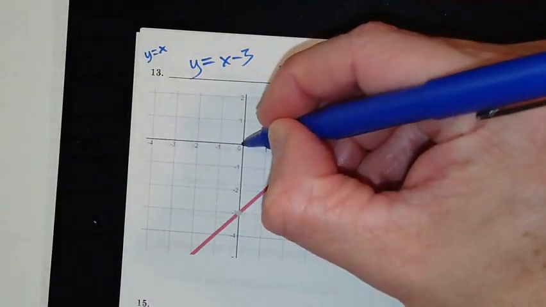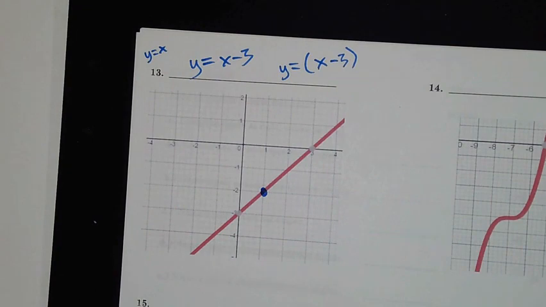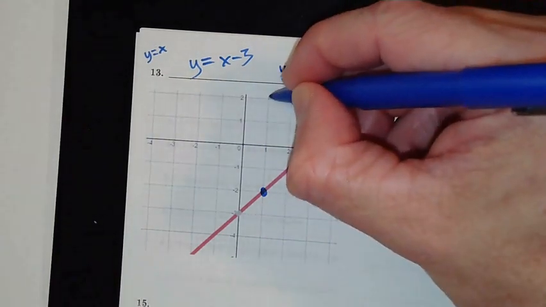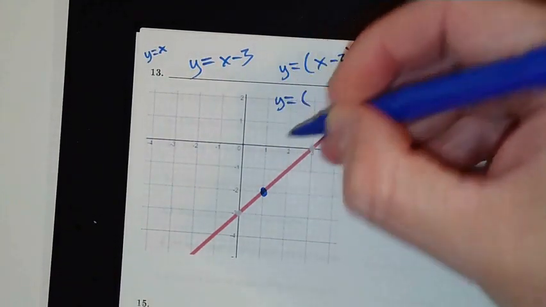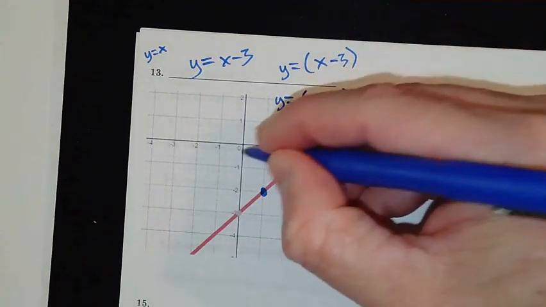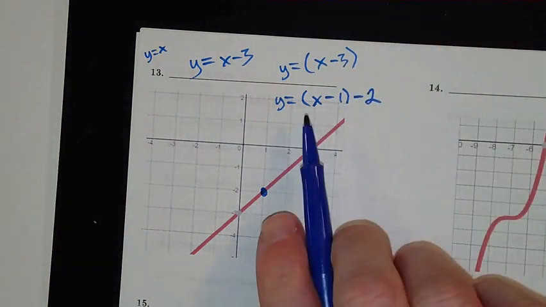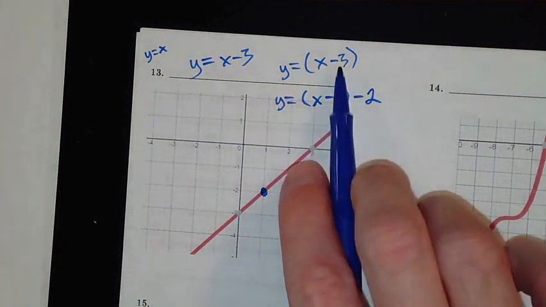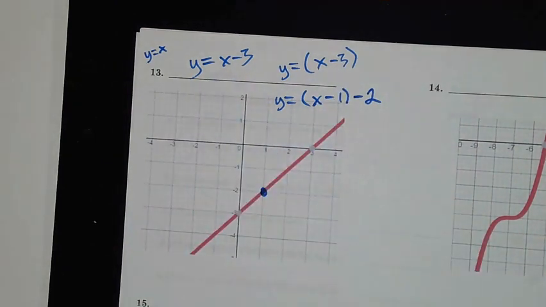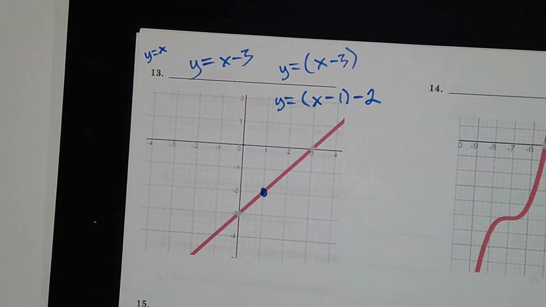Or maybe I could take that point that was at the origin, and think of this as my new translated point. So I could move it to the right by 1, replacing the x with an x minus 1, and then move that point down 2. But we're getting the same thing. X minus 1 minus 2 is the same as x minus 3. So different ways of thinking of it, but we end up getting the same result in any case.